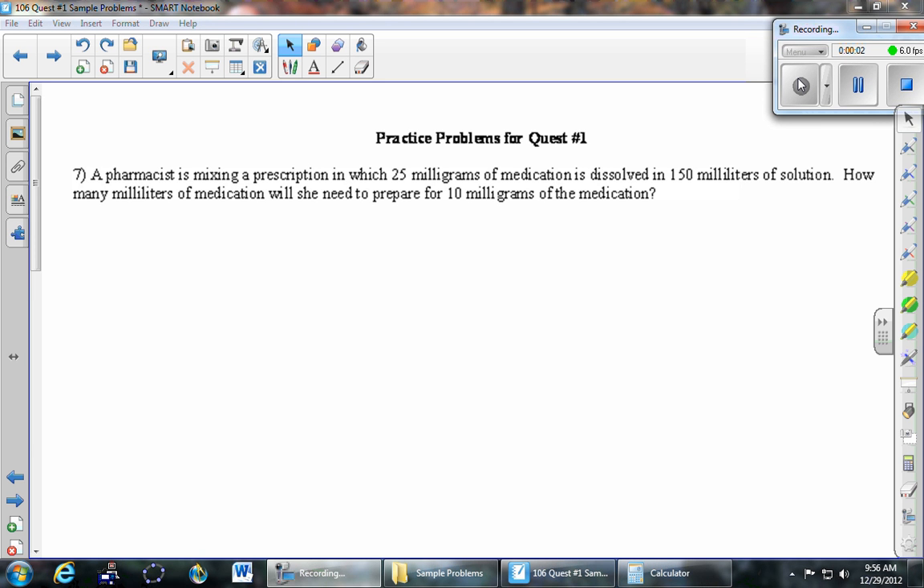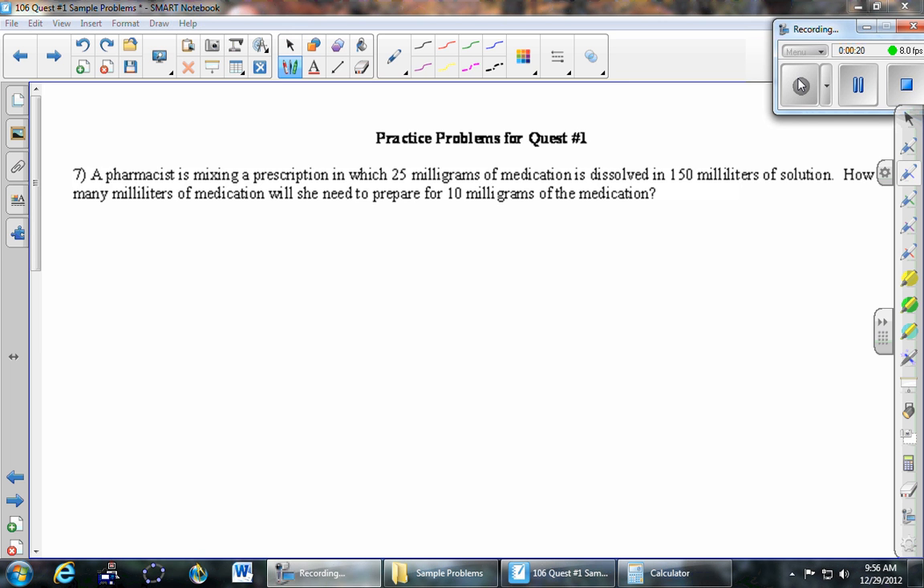This is problem number 7 on the practice problems for quest number 1. A pharmacist is mixing a prescription in which 25 milligrams of medication is dissolved in 150 milliliters of solution. How many milliliters of medication will she need to prepare for 10 milligrams of the medication?